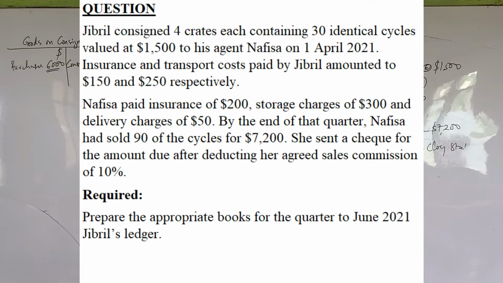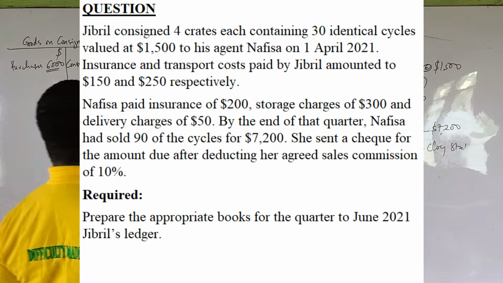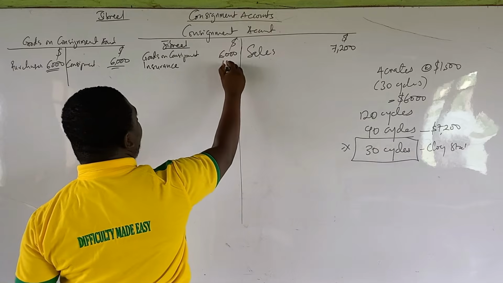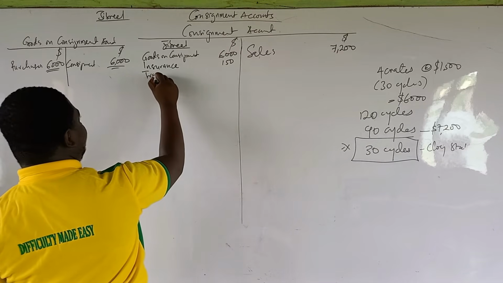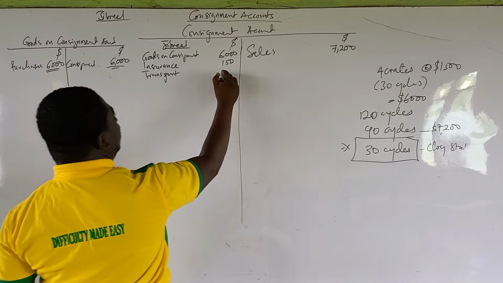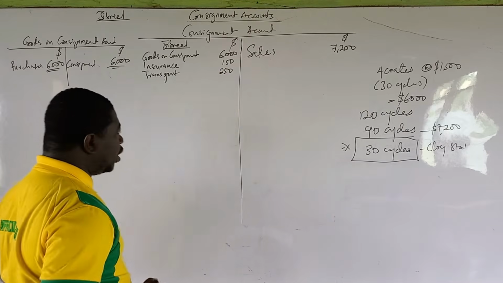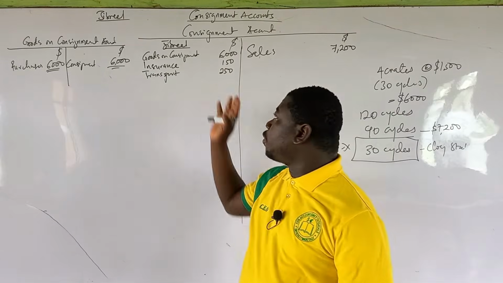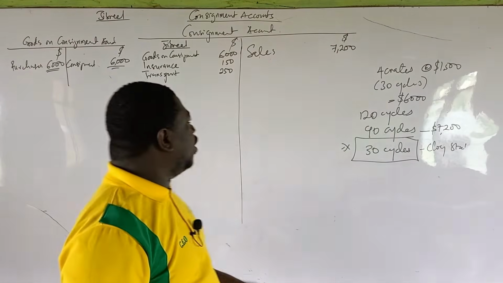So let's continue reading. Insurance and transport costs paid by Jabril amounted to $150 and $250 respectively. So those are the two expenses of Jabril. Insurance is $150, and then transport cost is $250. Okay. So now that we know the expenses of Jabril, let us go back and look for the expenses of Nafisa.